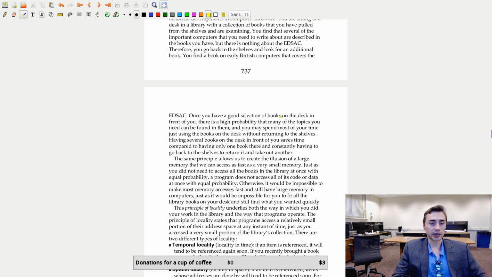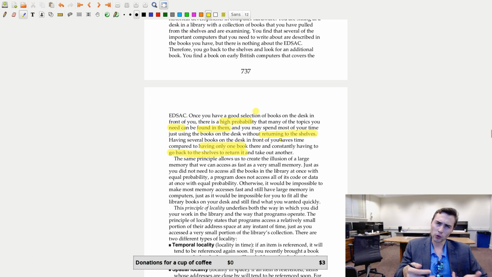Once you have a good selection of books on the desk, so you're trying to learn more about something, you put a bunch of books on the desk in front of you. There's a high probability that many of the topics you need can be found in them. So there's a likelihood that within some of those books, there's information on, say, this computer that you want to look up. And you spend most of your time just using the books on your desk without returning them to the shelves. So having several books on the desk in front of you saves time, compared to having only one book and constantly having to go back to the shelves, return it, and take out another.